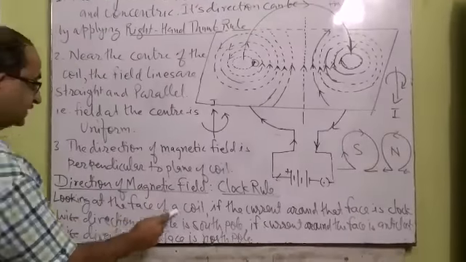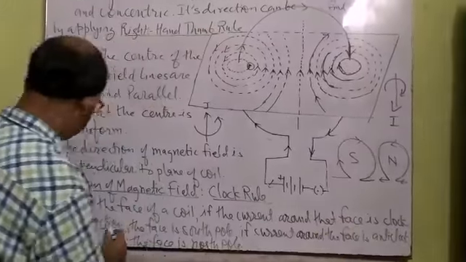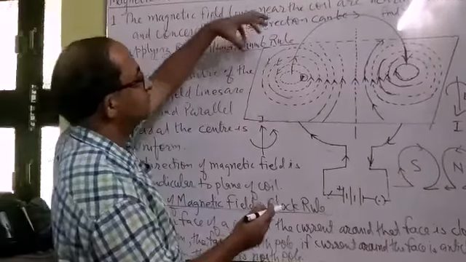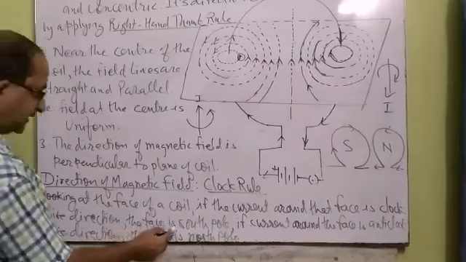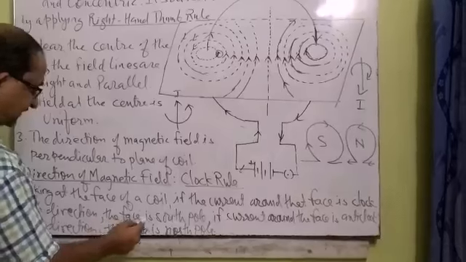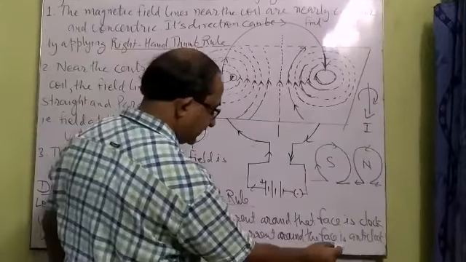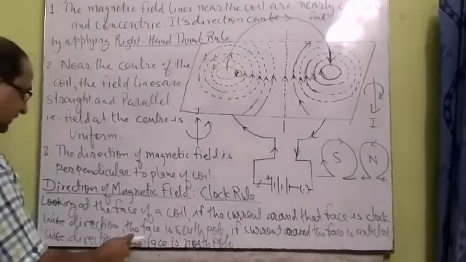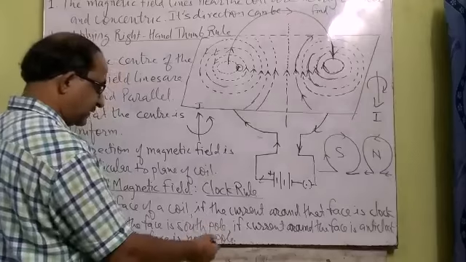Looking at the face of a coil, if the current around that face is clockwise, then this face will point out the south pole. If the current around the face is in the anti-clockwise direction, then the face behaves like a north pole.